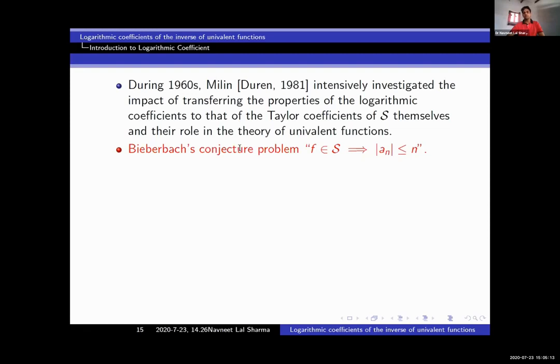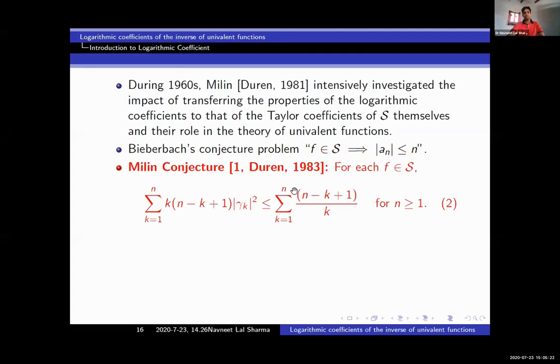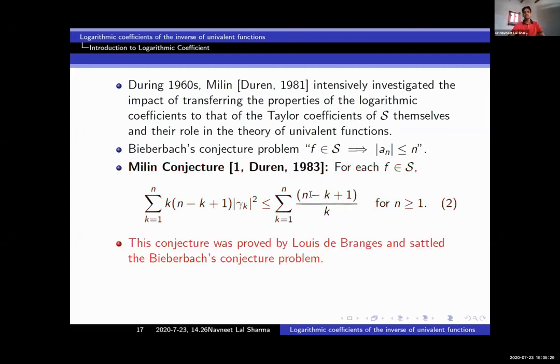In 1984, de Branges proved this result, and he used the logarithmic coefficient technique. In 1983, Milin gave this conjecture: if f is in the class S, then this inequality holds. And this inequality was proved by de Branges when he was proving the Bieberbach conjecture. With the help of this, he proved the Bieberbach conjecture. And he also solved many other open conjectures which I am not discussing here.